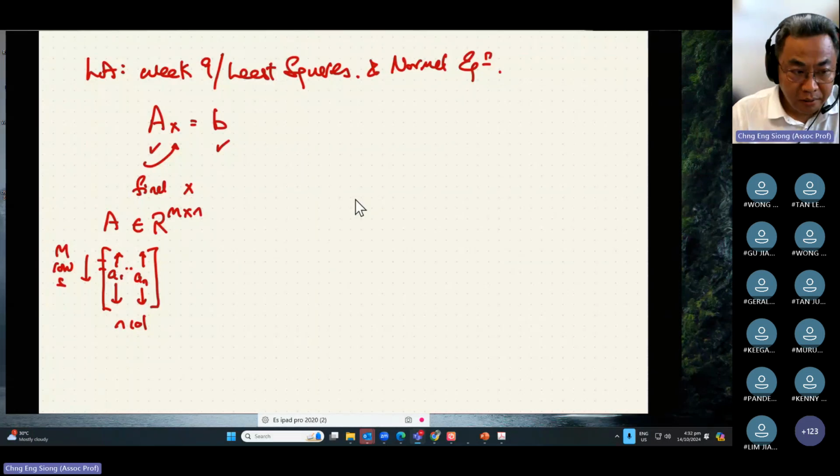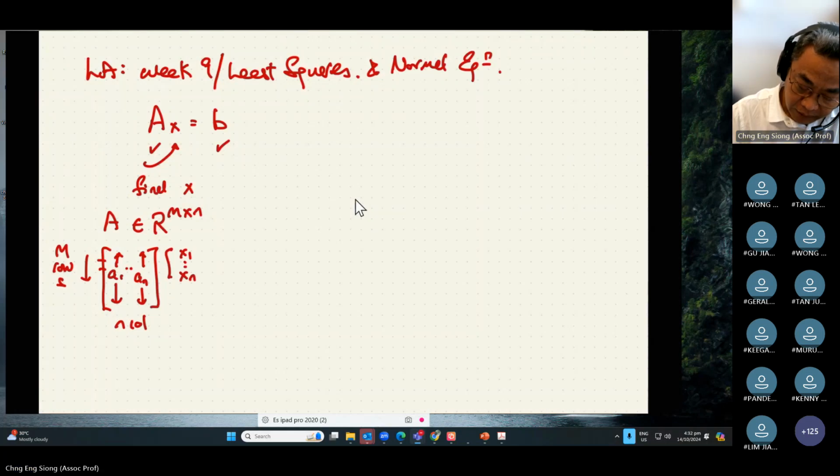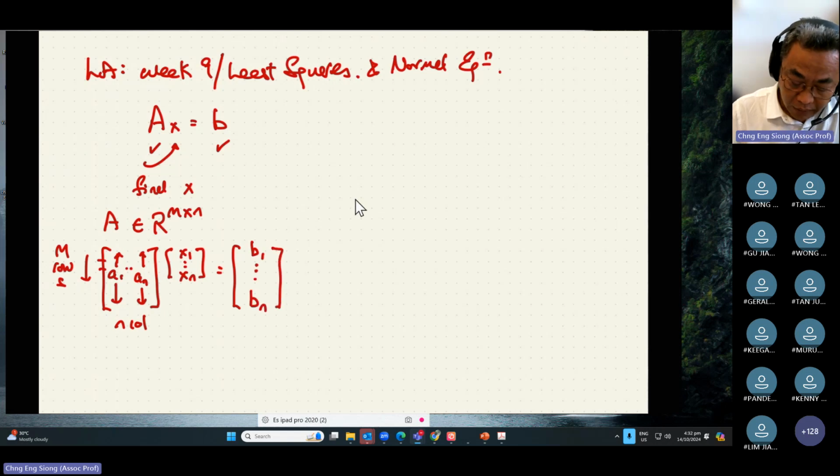So you have m rows and n columns, and x, of course, then becomes x1 to xn. And then we have b1 to bn. All right, so this is the tall matrix. That's the jargon in the street. We have a tall matrix, and we want to solve for the x.